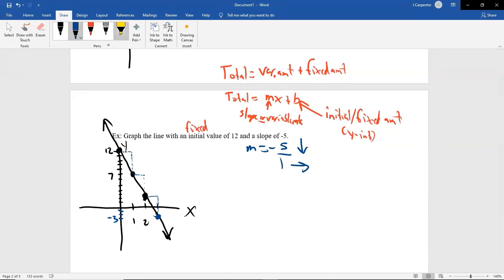All right. And then finally, I just want to say that point up here at 12, that was (0, 12), if you didn't pick that up. And y-intercepts always have an x value of 0 because this line right here always represents x being 0, because you're not moving left or right on it.